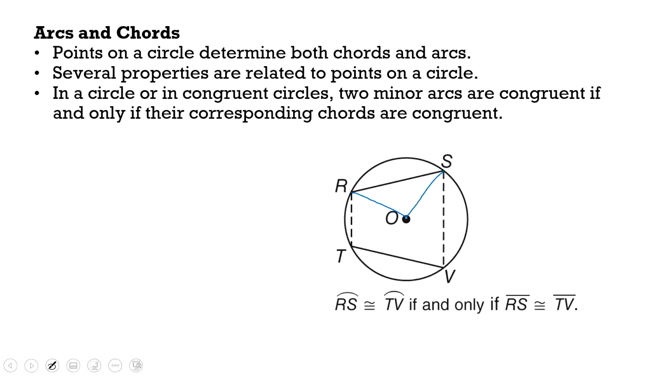If minor arcs are congruent, then the chords that correspond to those minor arcs are congruent as well, and vice versa. If the chords are congruent, the minor arcs are congruent. So if we end up getting a picture like that, where the chords are congruent, then I know right away that my arcs are congruent. So we can do some math from that to help us find some values as we go forward in this unit.